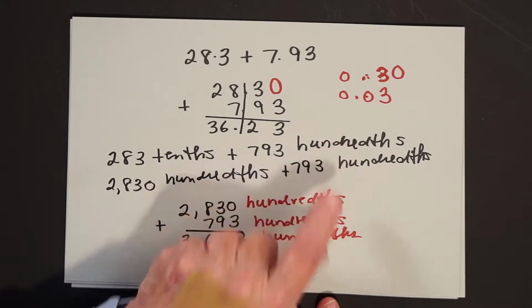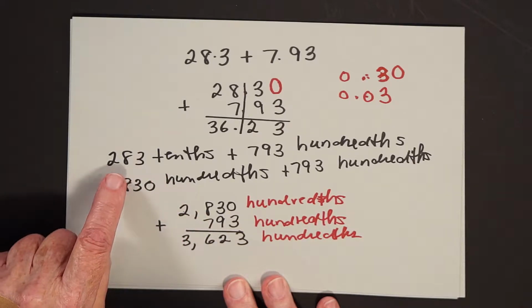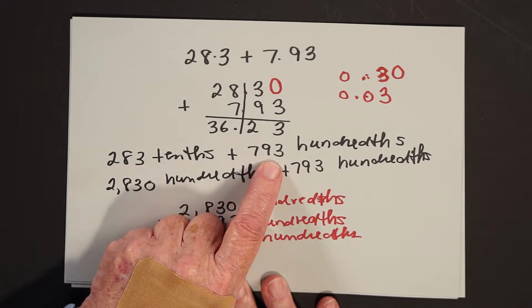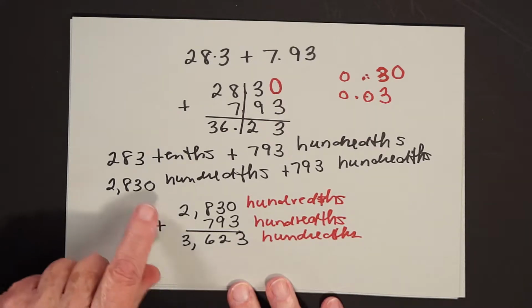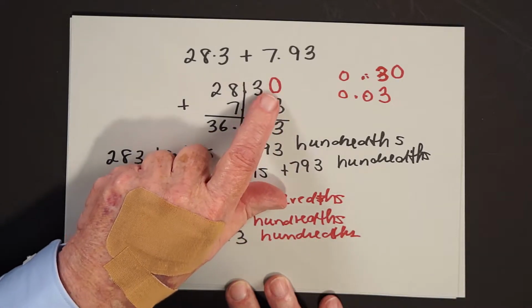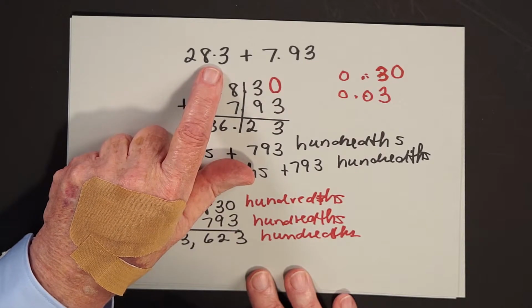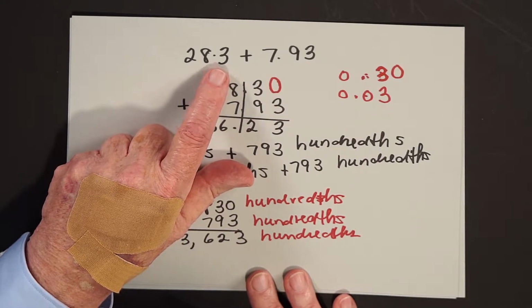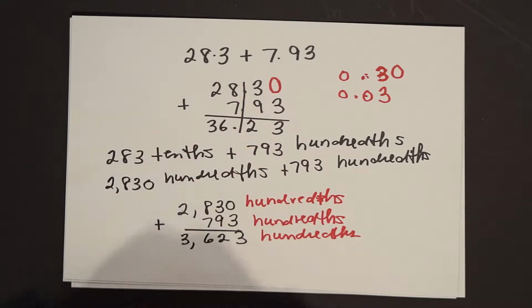Are they modifying the same noun here? No, remember what we said. 283 plus 793, we don't even add them unless they're modifying the same noun. Somehow or other, we have to get these nouns the same. Now, here's where the 0 becomes important. To make the nouns the same when you're dealing with decimals, the number of digits to the right of the decimal point has to be the same in both numbers.